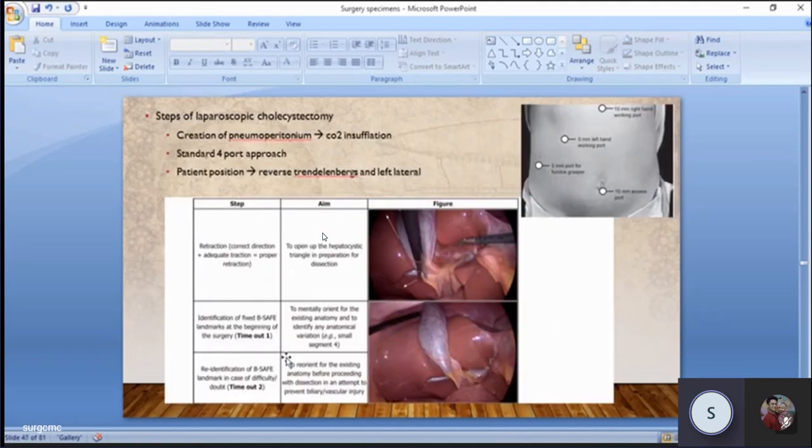Okay. Then what are the steps of laparoscopic or open cholecystectomy? You should be thorough with both operative steps. Where we put the ports: the 10 mm epigastric port, 10 mm umbilical port, 5 mm mid axillary port, mid clavicular port, and anterior axillary. Okay, you should know. Or how we approach the critical view of safety. Patient position: reverse Trendelenburg, left lateral.